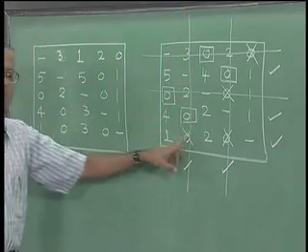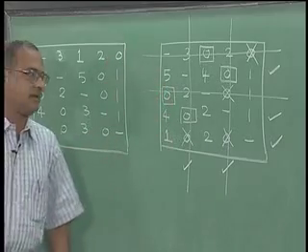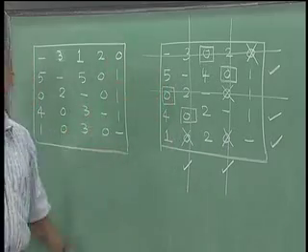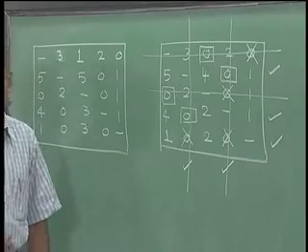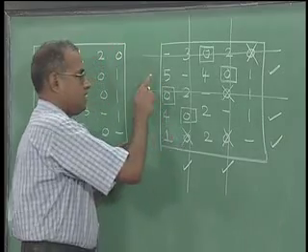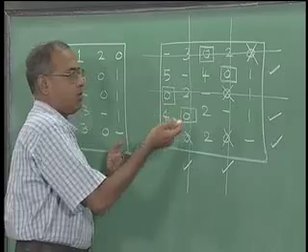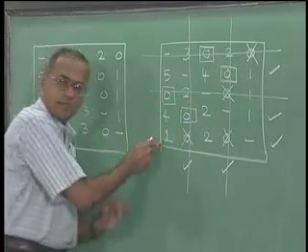Now, we have made sure that every 0 in the assignment matrix either has a horizontal line or a vertical line or both passing through it. Now, find out the minimum of the numbers which do not have any line passing through them, and that happens to be 1, which is either this or this or this.